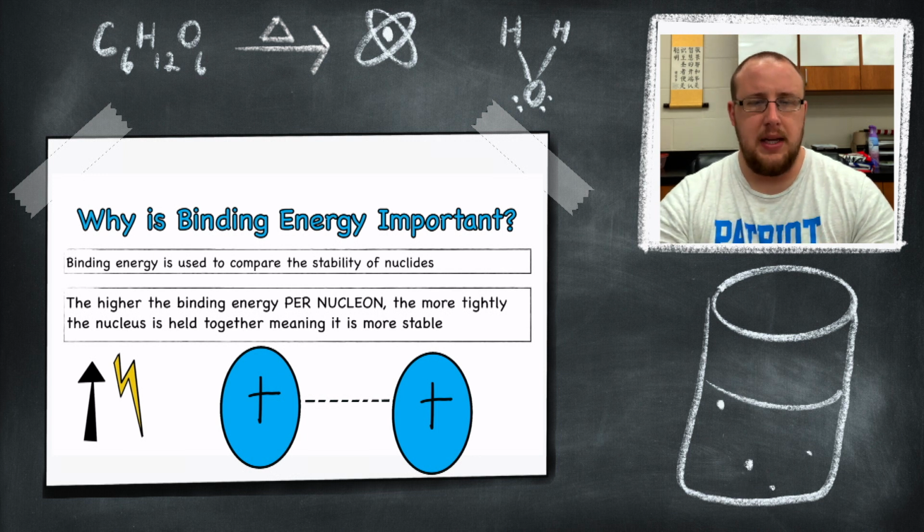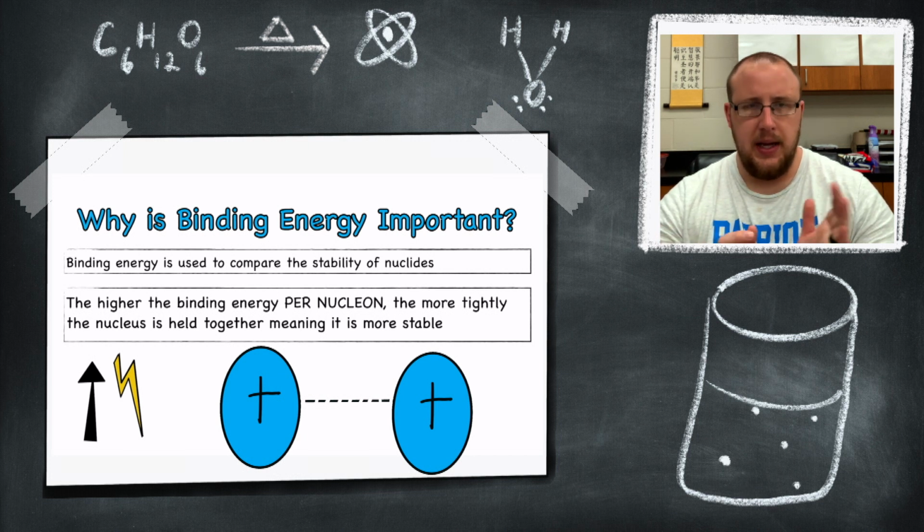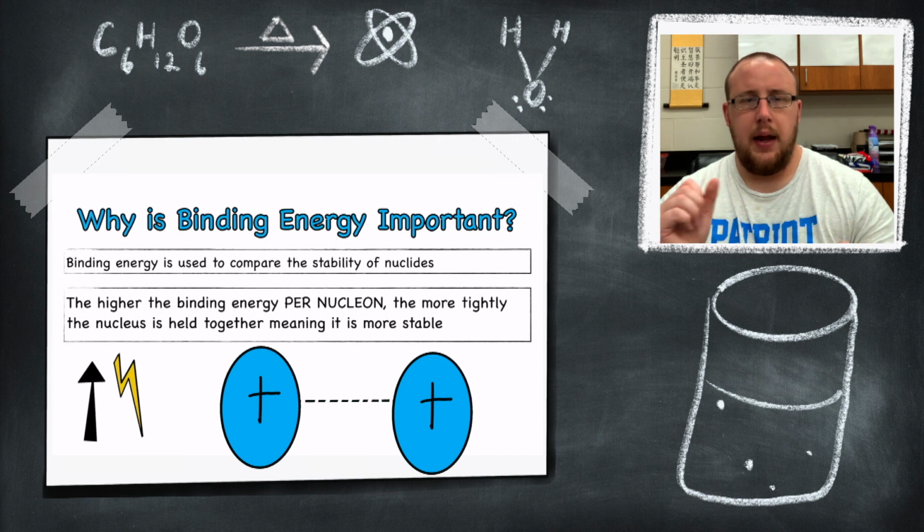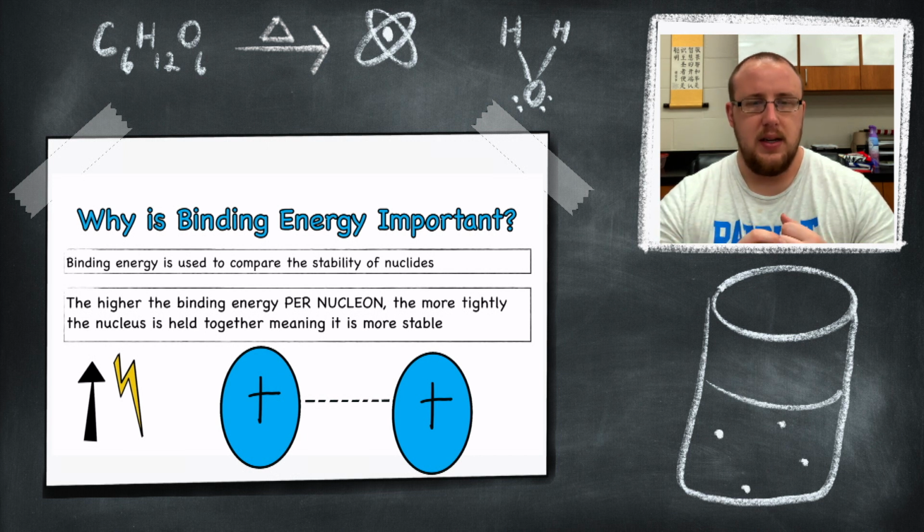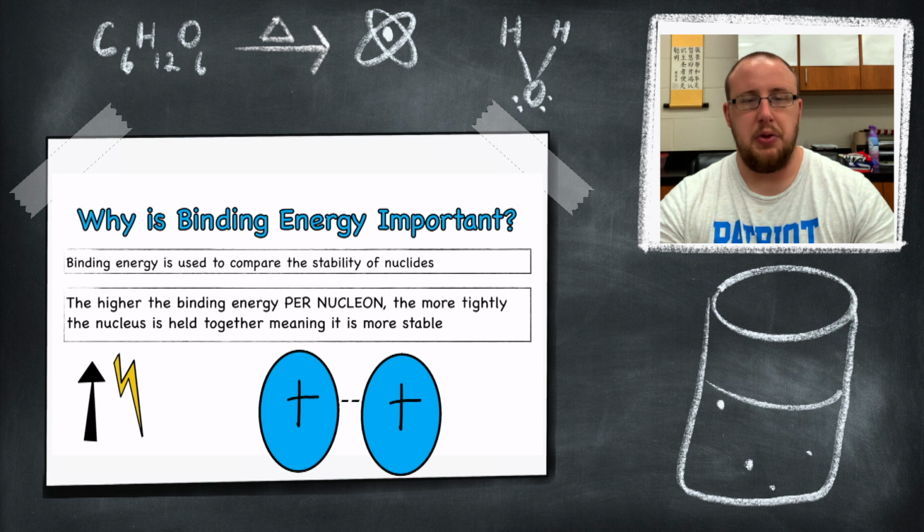So why is binding energy important? Well, binding energy is used to compare the stability of a nucleus. Okay, we can say, hey, the binding energy released by atom X is greater than atom Y. Well, because it released binding energy, that means that atom is going to be more tightly bound. So the higher the binding energy per nucleon, the more tightly the nucleus is held together. In other words, the more stable it is. So a higher binding energy equals a more stable atom.